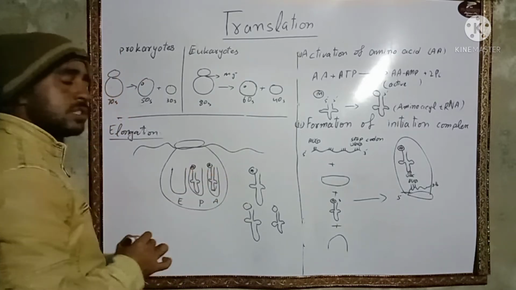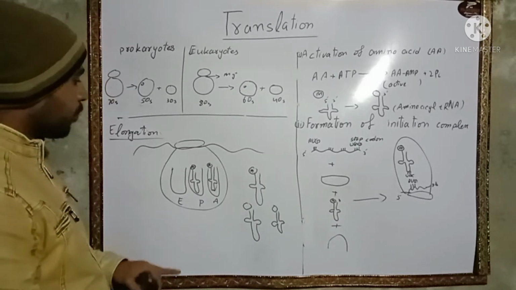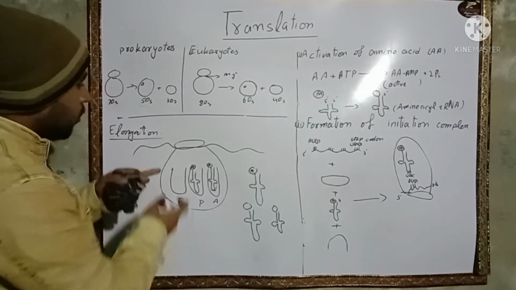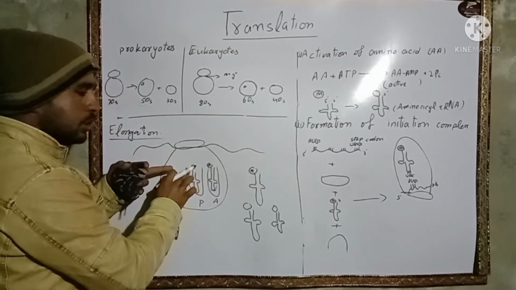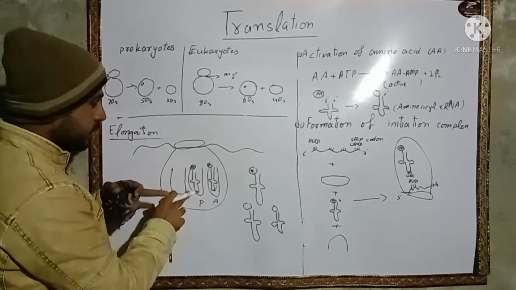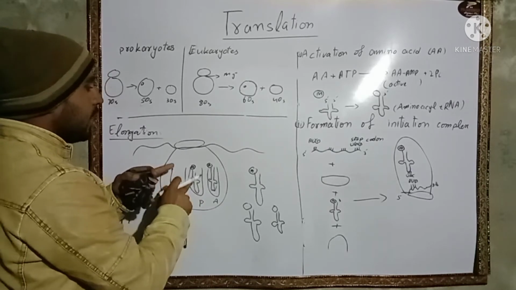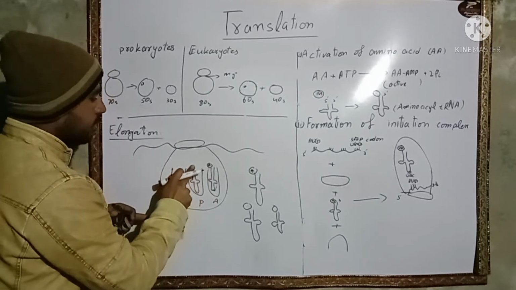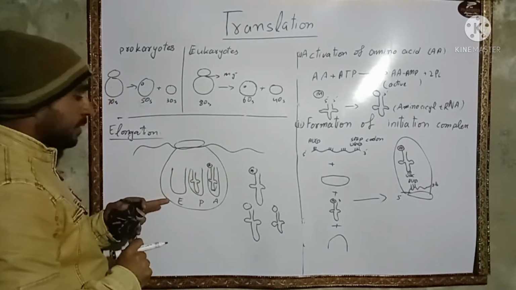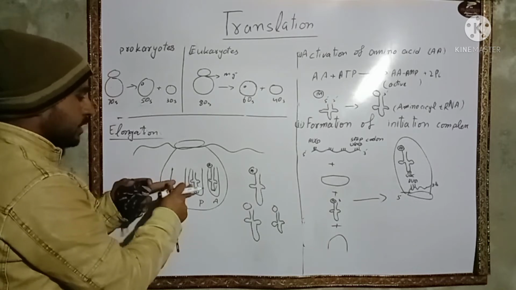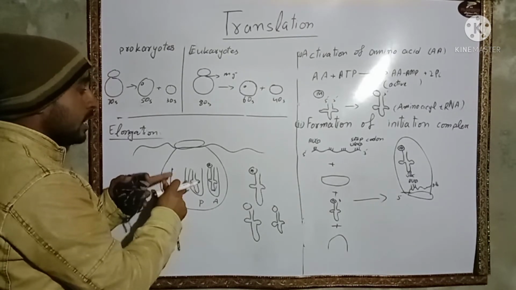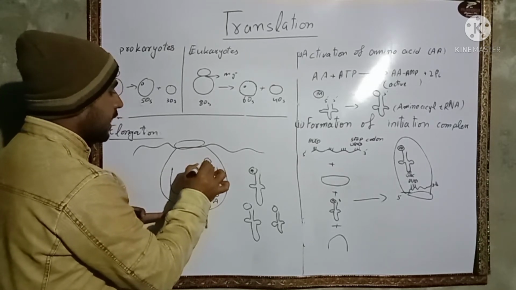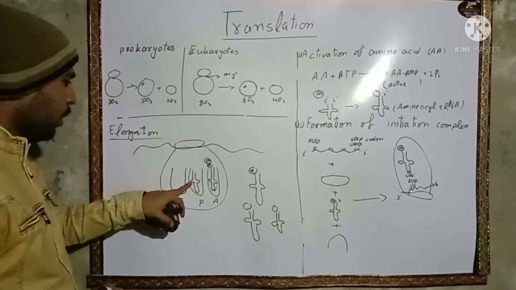Suppose it is alanine aminoacyl transfer RNA. Now the peptidyl transferase enzyme puts this methionine from this aminoacyl transfer RNA onto this alanine like this. It will be removed here, because the peptidyl transferase removes it from this aminoacyl transfer RNA and puts this methionine onto the alanine like this.